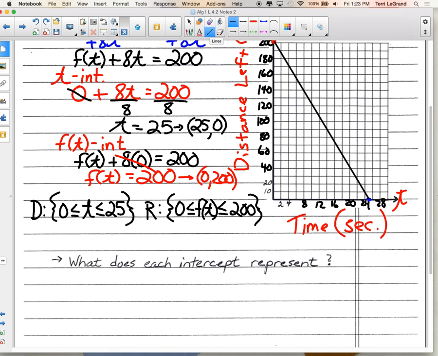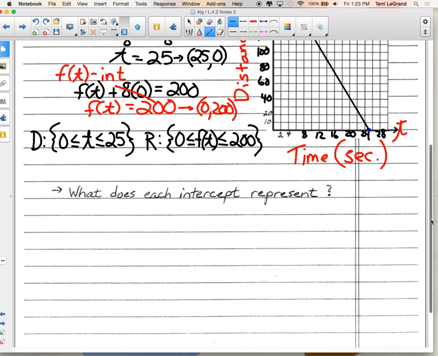You'll have a graph. Well, let's talk about should there be any other restrictions for the domain and range. Can time be measured in parts of seconds? Absolutely. So no restriction to whole numbers there, right? Can distance be measured in parts of meters? Yes, so no restriction to whole numbers there. So that's our domain and range.